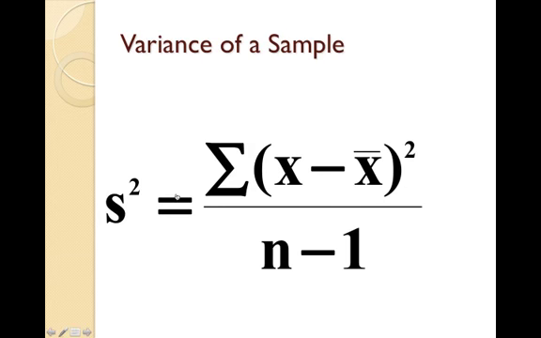All right, so the variance of a sample is just s squared. s is the standard deviation, s squared is the variance. And if you notice, it's the exact same formula, just without this square root.